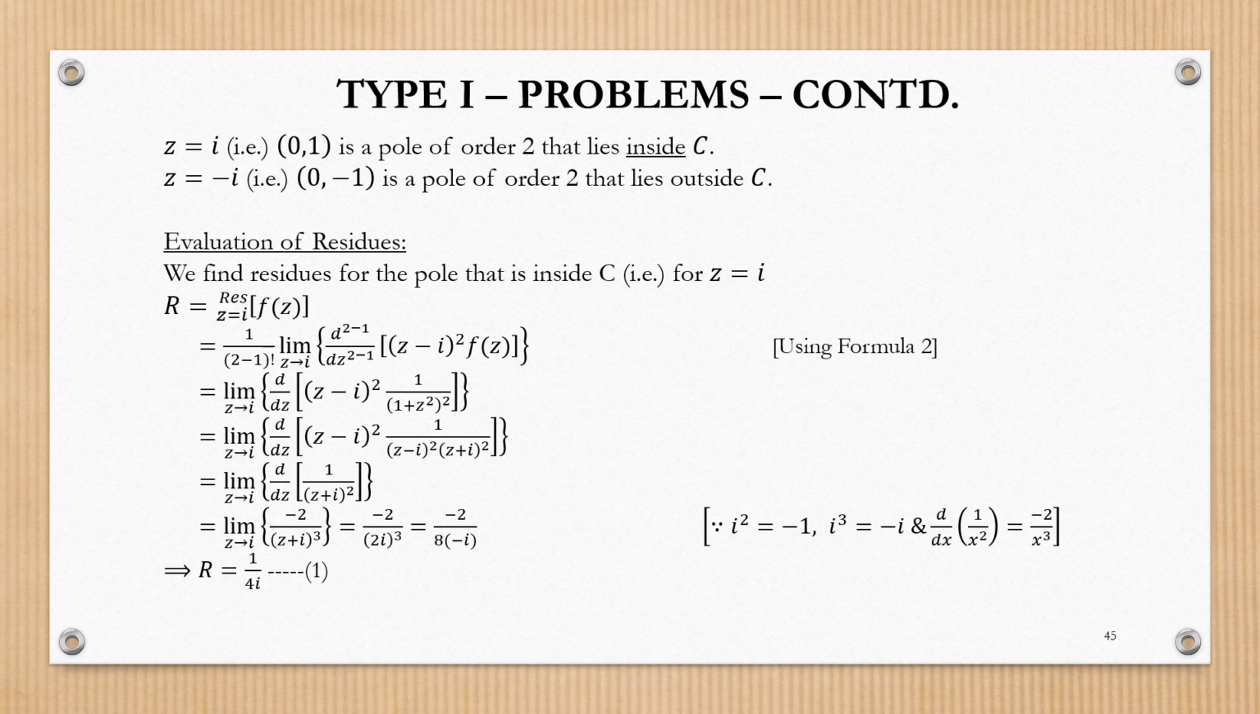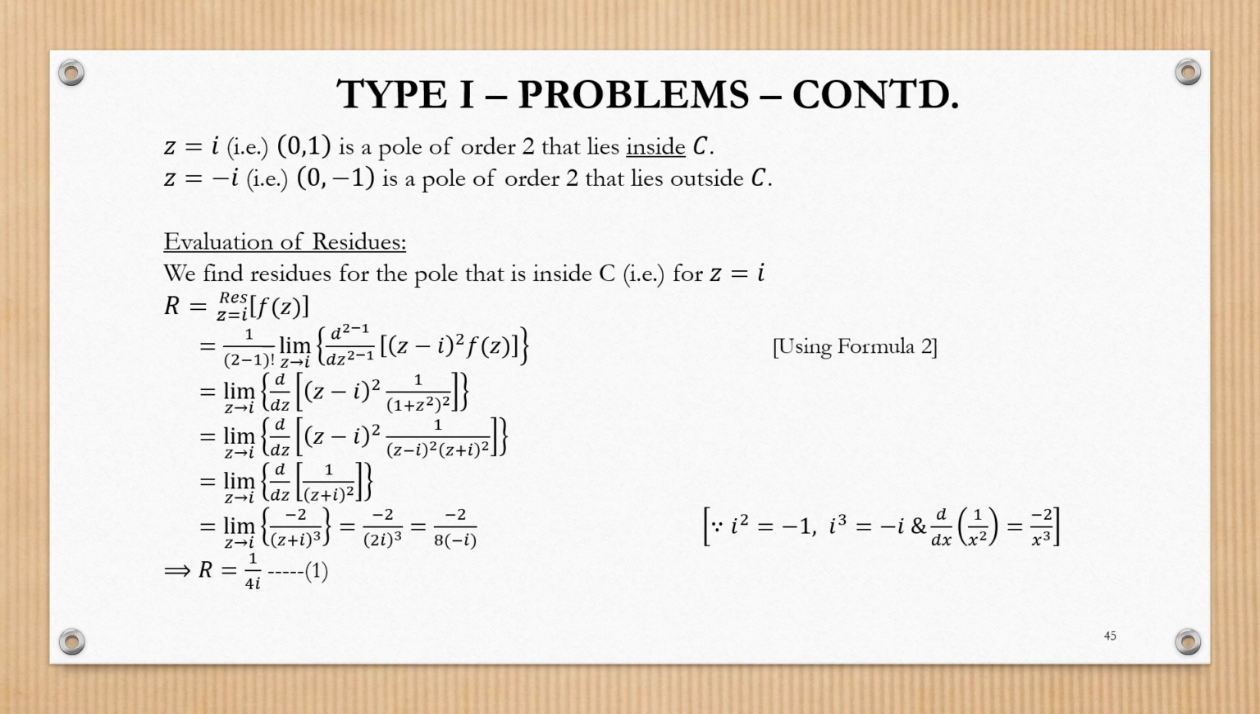1 by (m minus 1) factorial, limit z tends to a, d power (m minus 1) by dz power (m minus 1) of (z minus a) to the power of m into f of z. In the place of m, we have 2 here, and that is why we have written the formula by replacing m equal to 2. Now f of z is 1 by (1 plus z square) the whole square. (1 plus z square) the whole square can be factorized as (z minus i) the whole square into (z plus i) the whole square, of which (z minus i) the whole square gets cancelled.